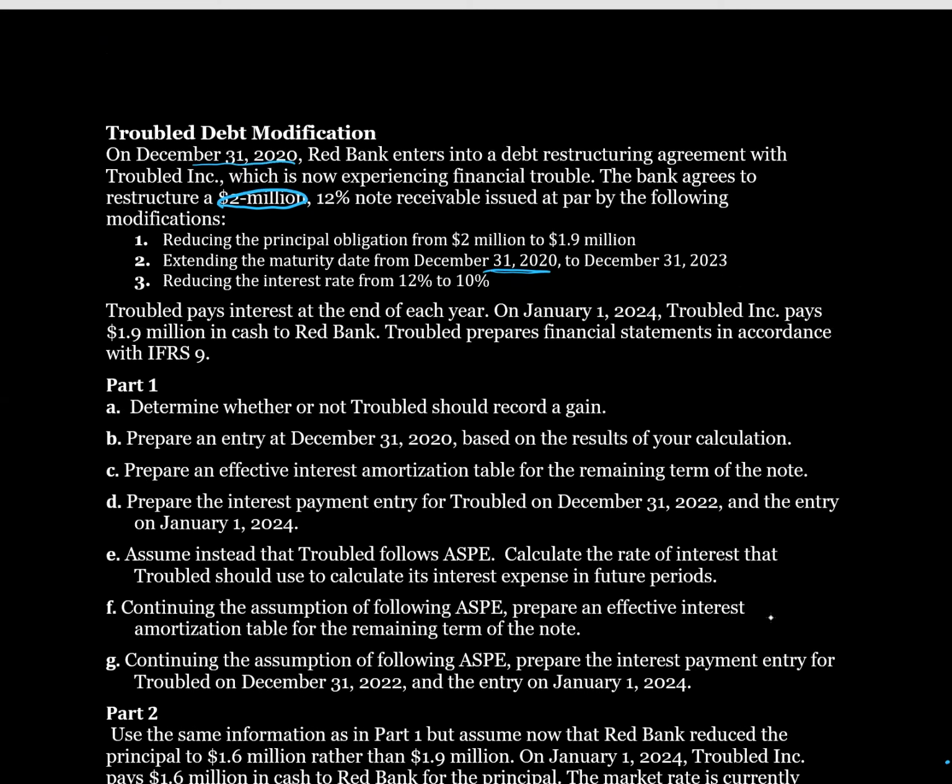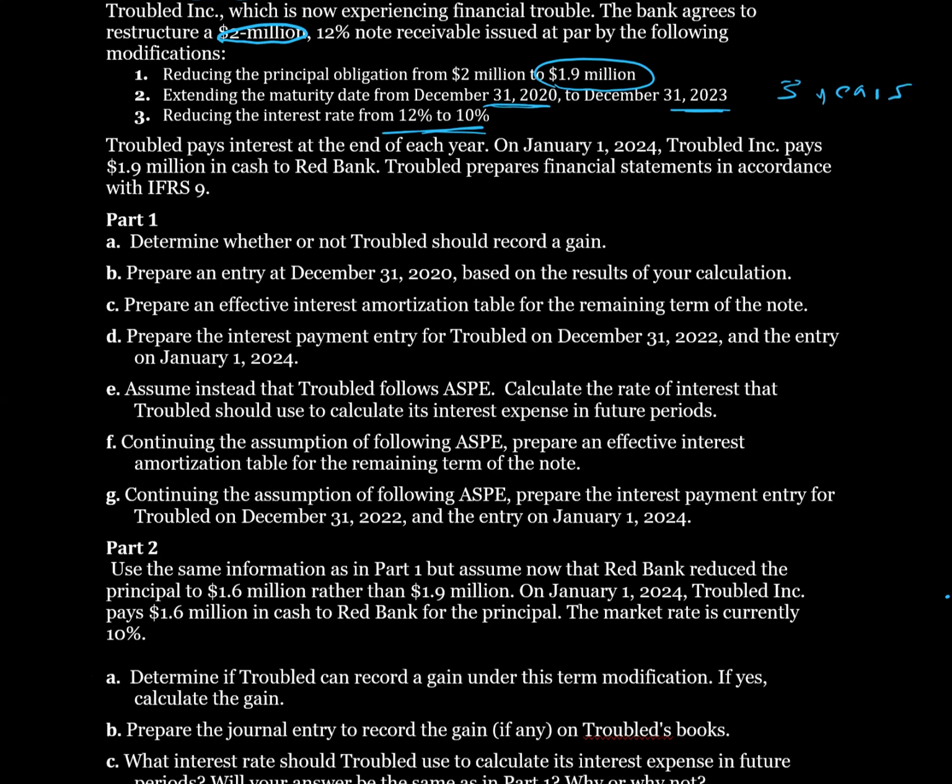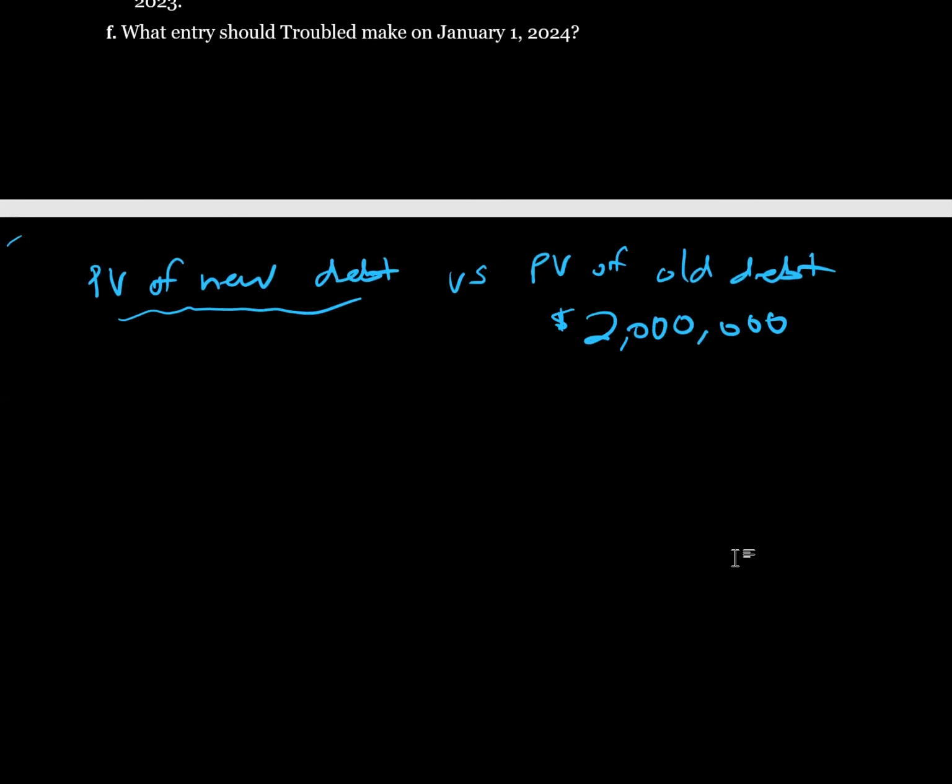So we know that the new debt is going to have a new principal of 1.9. It's being extended from December 31st, 2020 to December 31st, 2023. So this is 3 years. It's due in 3 years. And we're given a couple different interest rates here. And let's talk about that. So let's go back down and talk about what inputs we're going to put into our financial calculator. So we know that the future value of the new note is going to be 1.9 million, because that is the principal value that we just saw above.